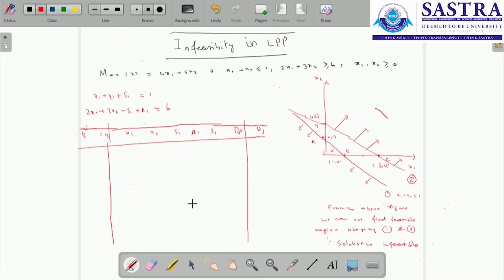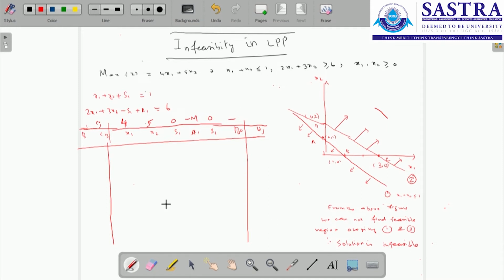Now let me fix the Cj. Cj are the cost coefficients available in the objective function. What are the cost coefficients available in the objective function? 4, then once again 5, then S1 coefficient in cost is 0. For A1 I have to associate minus M, a very big quantity with a negative sign, for the artificial variable. Then S1 is 0, P naught dash.